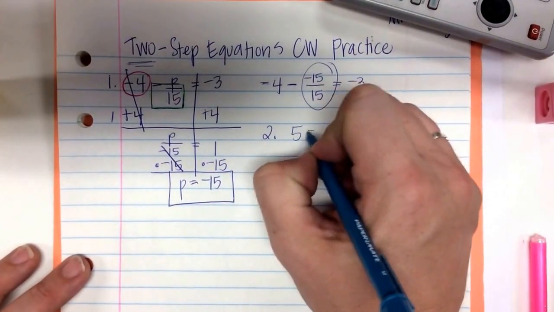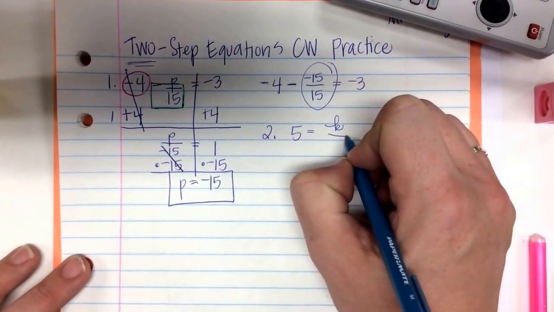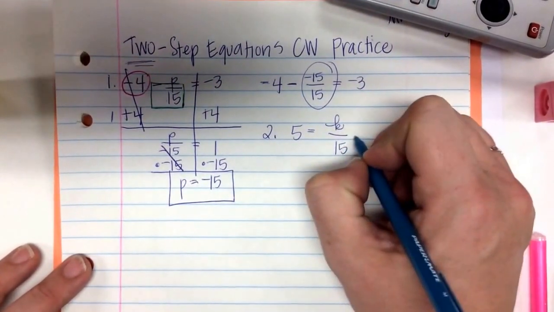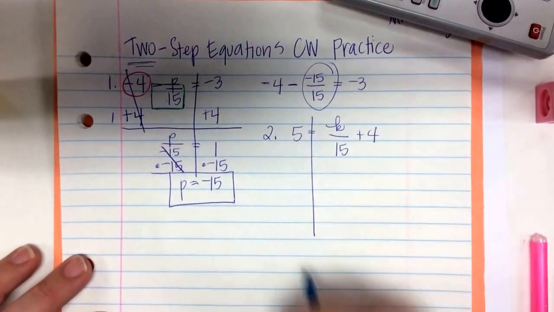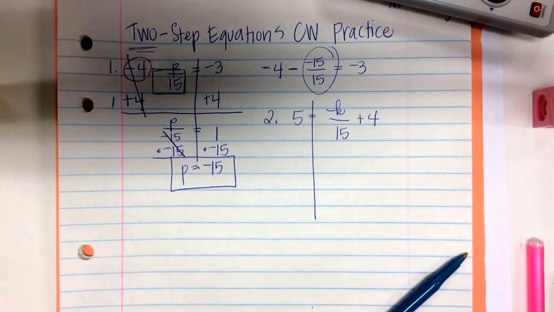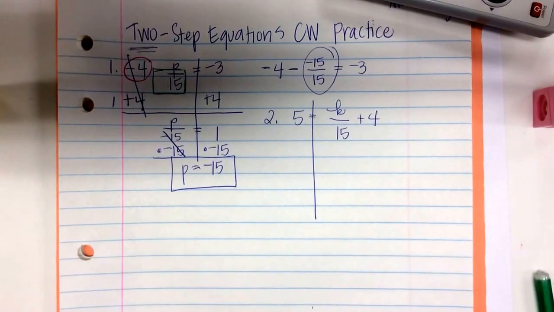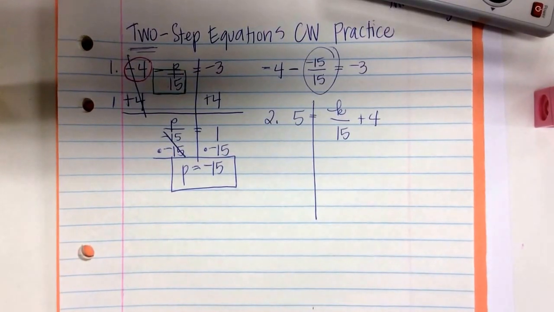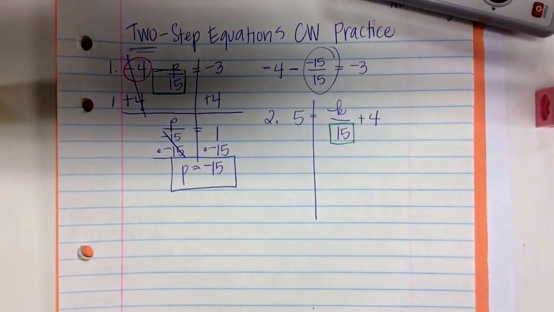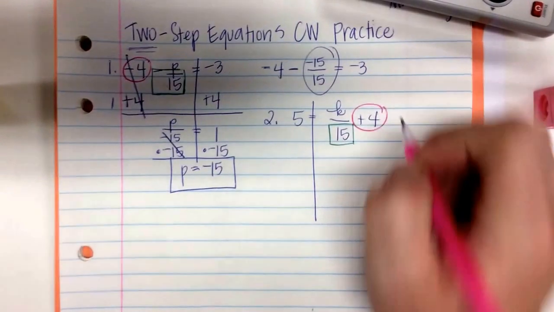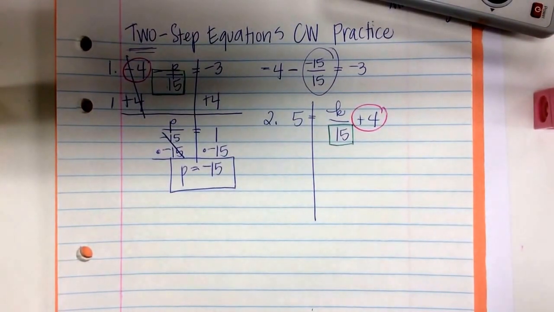Write this down. 5 equals K over 15 plus 4. 5 equals K over 15 plus 4. What do you circle? What do you put a box around? Paige, what do you do? So the coefficient is 15 and the constant is positive 4 or plus 4.